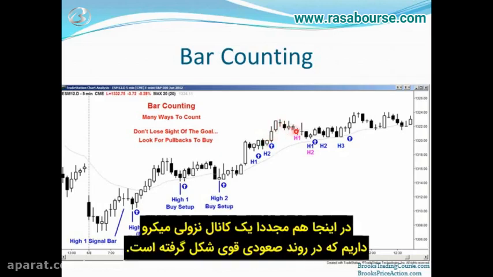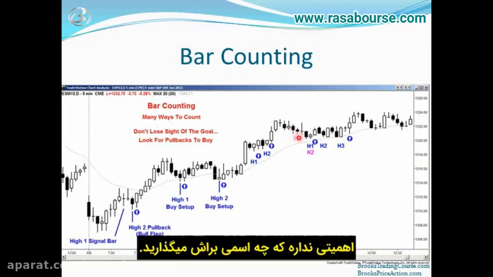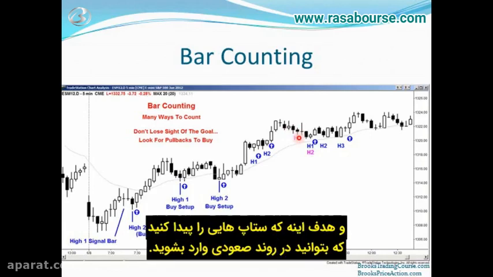Another bear micro channel and a strong bull trend, and it's a high 1 buy setup. You could also call this a high 2. We have a bar down here, and then a bull bar, an up bar, and then down here. It doesn't really matter what you call it as long as you remember the goal. The goal is to find setups that will allow you to enter in the bull trend.